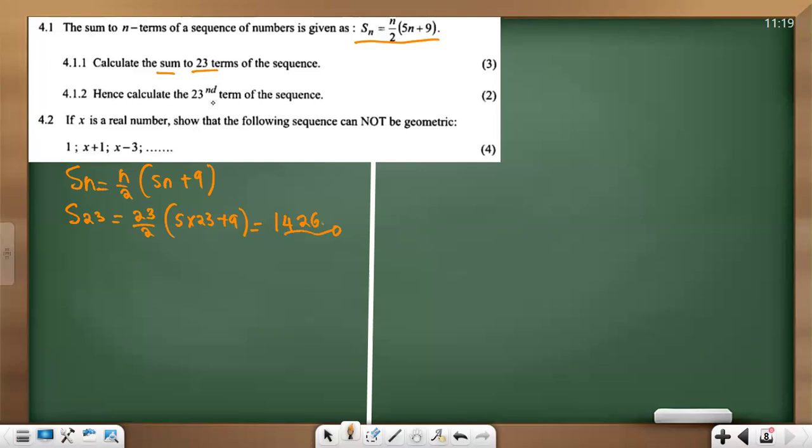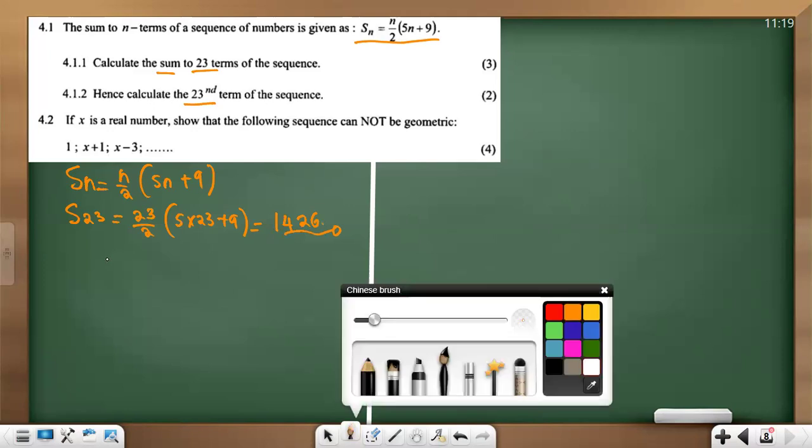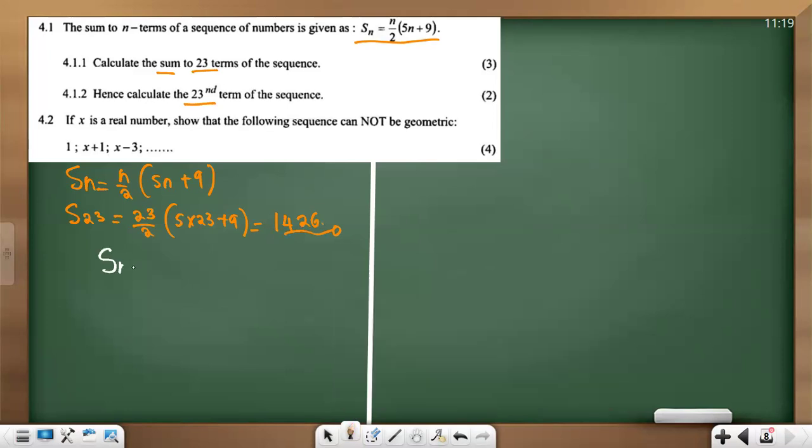Hence, calculate the 23rd term of the sequence. They want the term of the sequence. They didn't say the sum, so they want T23. This is the application. This other formula is not on the formula sheet, hence it is application. It is the application, my child.